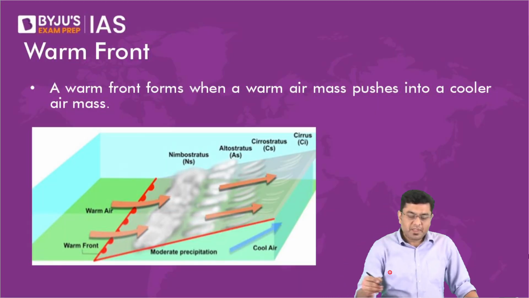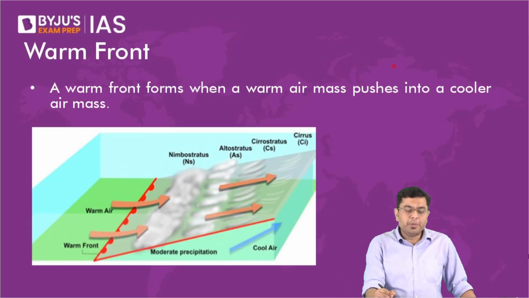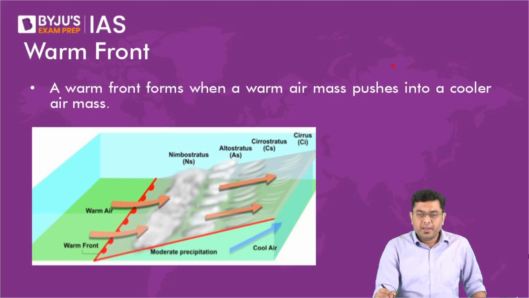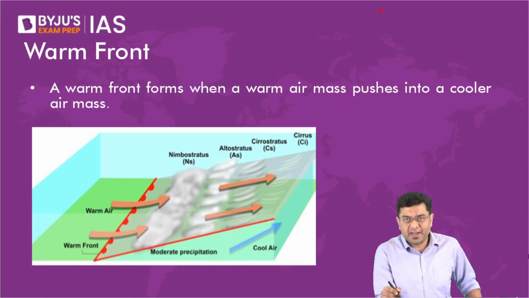Okay, so now we come over to the portion of a warm front. So how is it that a warm front gets created? In the case of the cold front, we had the cold air which was active. In the case of a warm front, we have the warm air which becomes activated. And the warm air has significant energy.